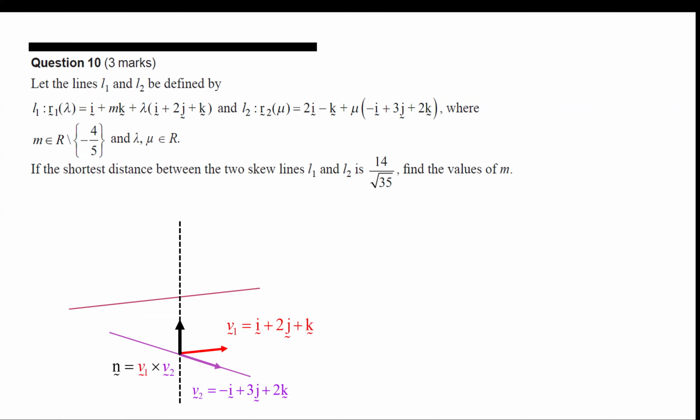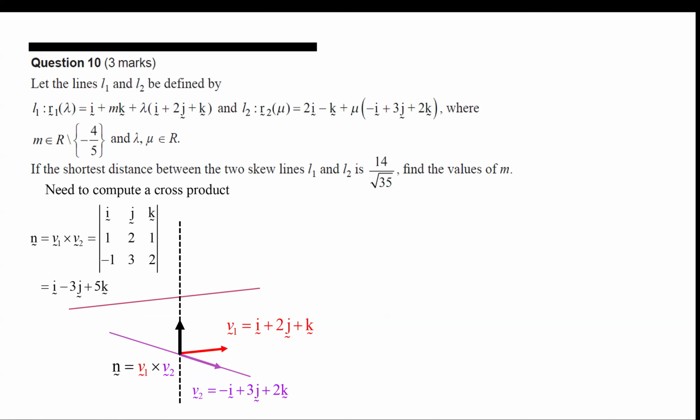To find the common perpendicular or normal vector, we need to take the cross product. So this is the first important step. That's why we need a normal vector. A normal vector to both directions will be i minus 3j plus 5k, which you can find using the cross product.